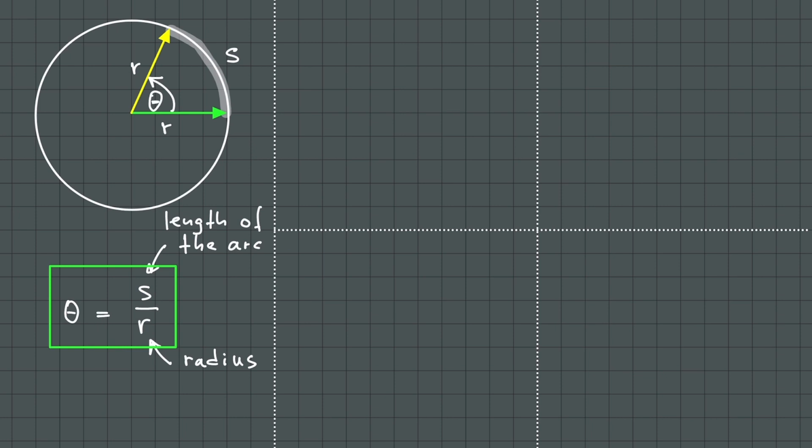Recall that the circumference of a circle is 2 pi times R. When we plug this in for S, we get theta equals 2 pi times R over R. And after cancelling out R, we get 2 pi. This means that the radian measure of a positive angle formed by one complete rotation is 2 pi, which is approximately 6.28.